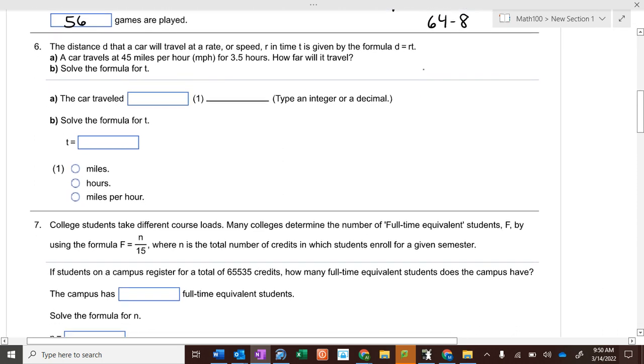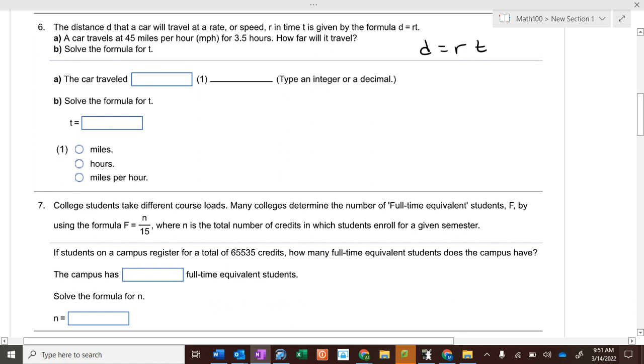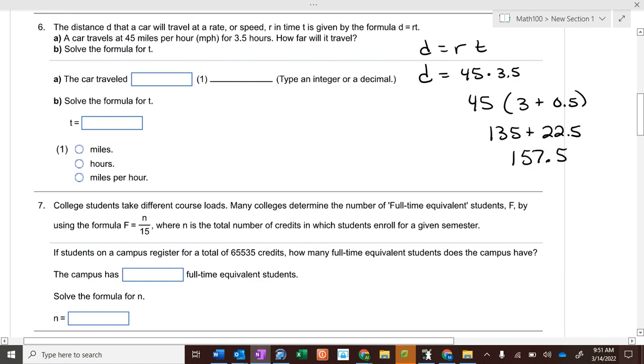Distance equals rate times time. Okay. A car travels 45 miles per hour for 3.5 hours. So distance equals 45 times 3.5. You could do this a couple different ways. You could take 45 and then do the distributive property. 45 times 3 is 135. 45 times 0.5 is 22.5. And add those together, and you get 157.5. You could do it that way.